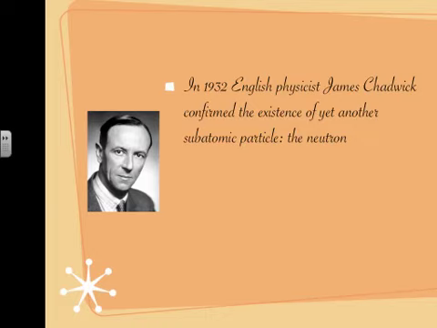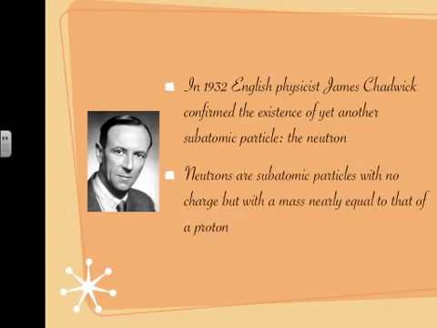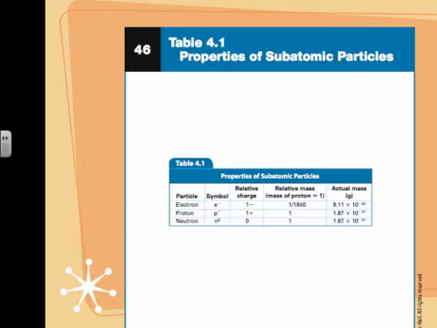Then in 1932, an English physicist named James Chadwick found another, the third particle, the neutron. A little bit harder to discover because there's no charge on the neutron, but it does have a mass. So neutrons have no charge, but the mass is the same as that of a proton.